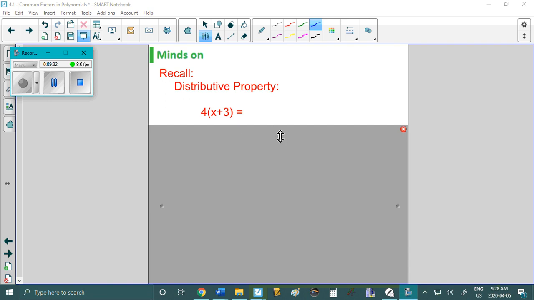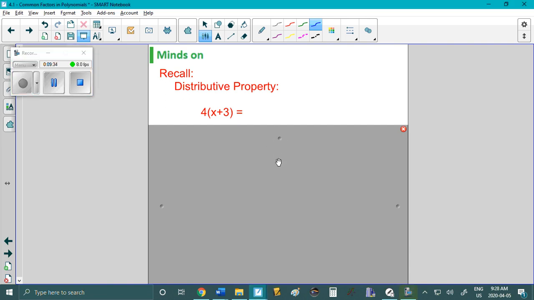Okay, so this next part isn't actually on your handout, but it's something that hopefully you remember from grade 9, and that is the distributive property. So you might remember that if you have a number outside of brackets, what you can do is multiply this through the brackets. And if you do that, you get 4 times x is 4x, and then 4 times 3 is plus 12. And that's all well and good. You should be experts at that at this point. And again, that is a grade 9 skill.